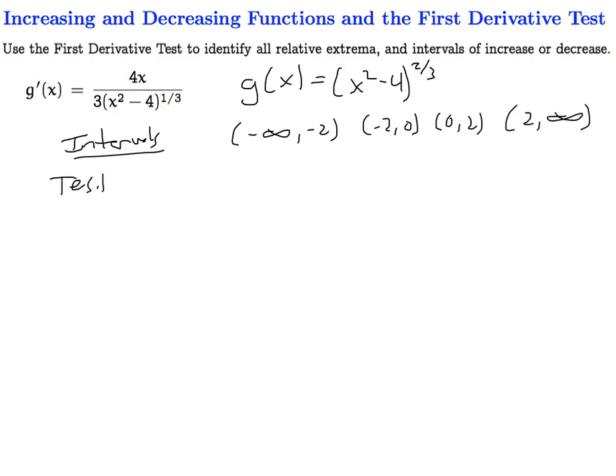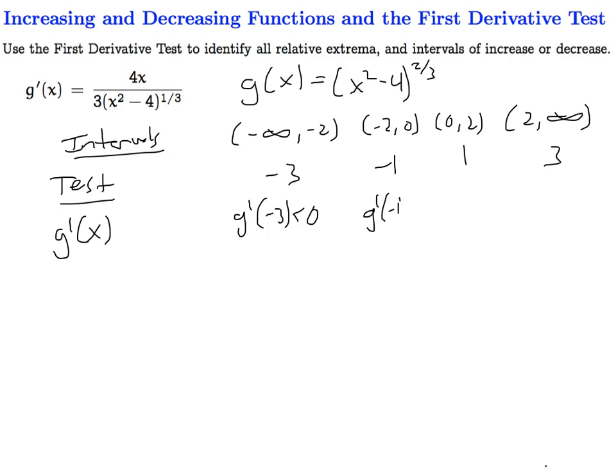So now we need to pick some test points. Again, test points, you just pick whatever numbers sound good to you. The numbers that sound good to me are negative 3, negative 1, 1, and 3. And now we test them in our derivative. So we take g prime of negative 3. We run through the arithmetic on this thing. And overall, we're going to end up with a negative number.